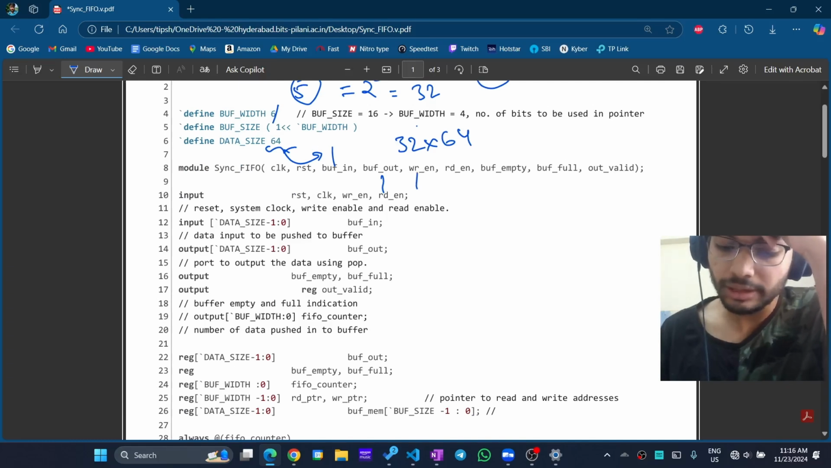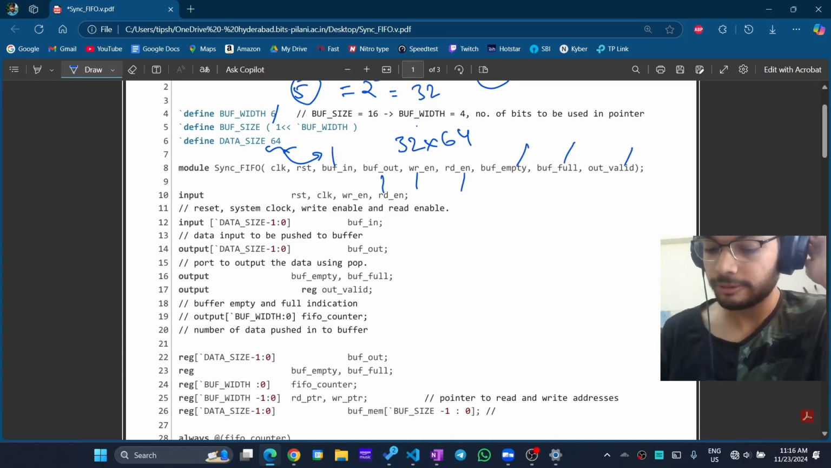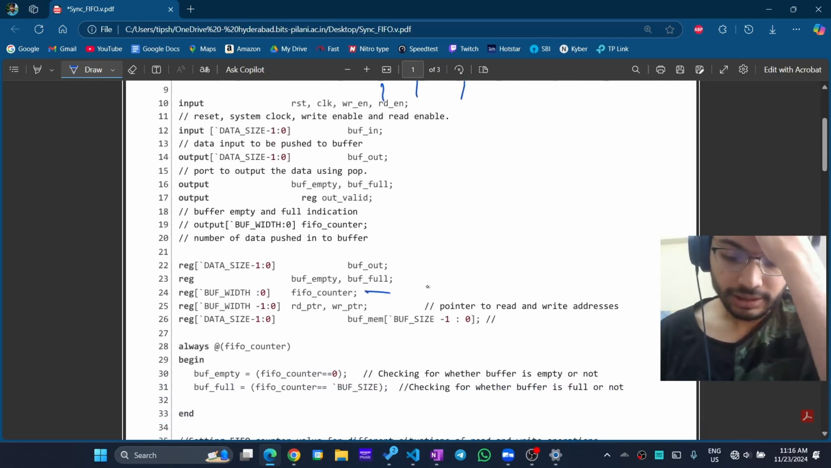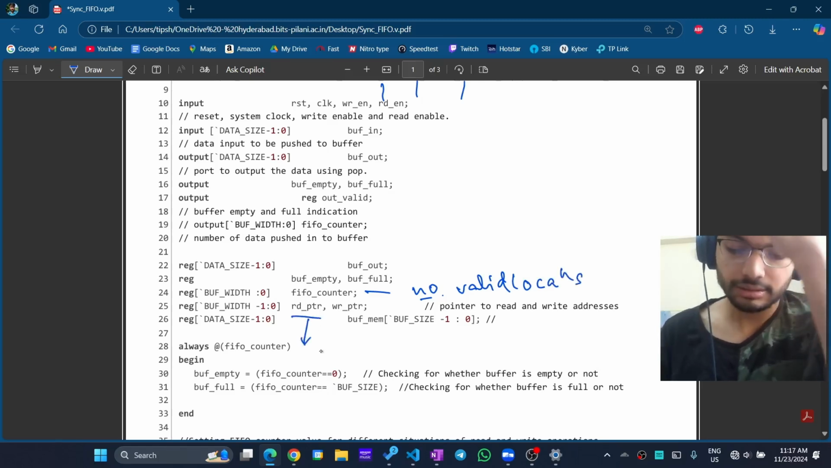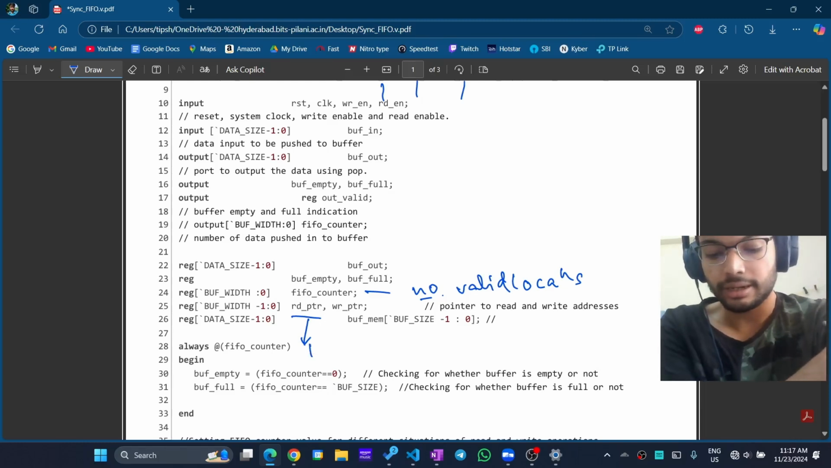Write enable should be turned on to write it, and read enable should be turned on to read it. Buffer empty says if the buffer is empty, buffer full says if it is full, and output valid says if the buffer output was valid. FIFO counter says the number of valid locations stored. Read pointer says the pointer pointing to the read location, and write pointer gives the writing location.